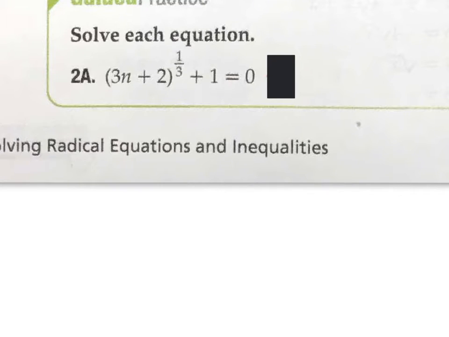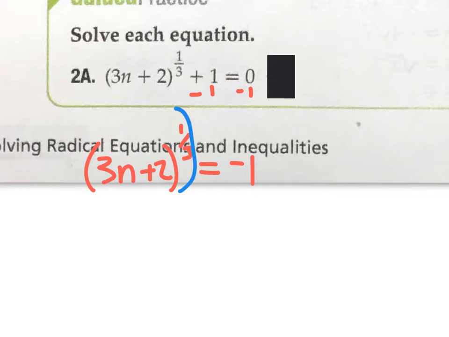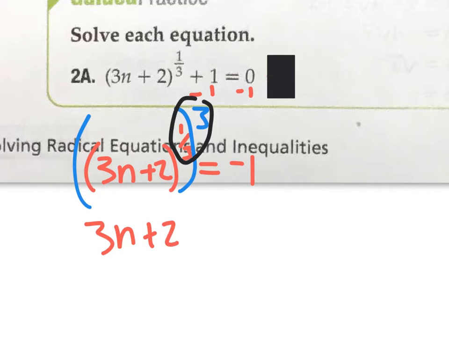So looking at this example, you have 3n plus 2 to the 1/3 power plus 1 equals 0. Let's do the work here. You're going to subtract 1. You're going to end up with 3n plus 2 to the 1/3 power equals -1. Now, how do we get rid of a 1/3 power? Anybody? Power of 3. That's right. Because when you multiply the 3 times 1/3, you end up with 3/3. And of course, you're not going to write 3n plus 2 to the 3/3 power or even to the 1 power because you don't need it. It just cancels out.